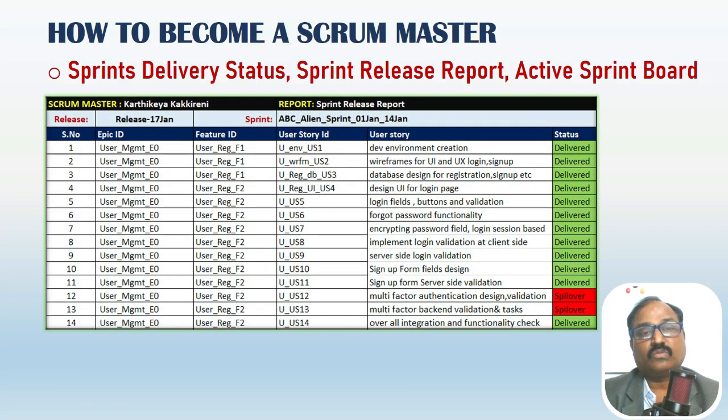Sprint release report. This report shows what are the user stories planned for the sprint and how many are actually delivered, and what are the user stories spilled over for the next sprints. That means they are not completed for some reason. It helps in understanding the Scrum team capacity of delivering number of user stories for a sprint, so that Scrum Master will plan accordingly to choose the number of user stories for the next sprint. And for your information, user story size is defined based on story points.